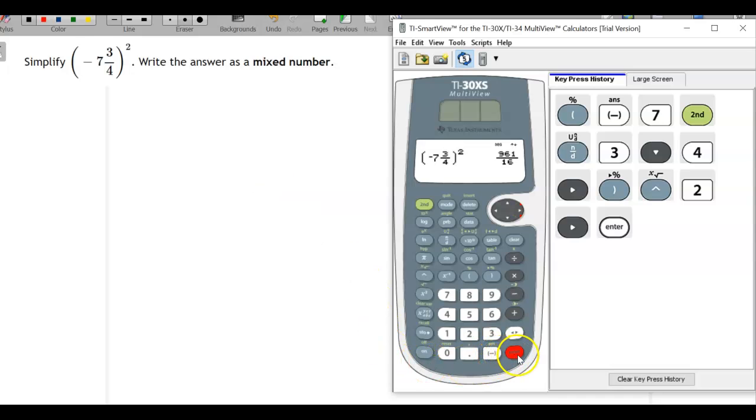We hit enter, and notice it gives it to us as an improper fraction. This is typical. The TI-30 generates improper fractions rather than mixed numbers at first. But remember, we have this key right here. This is actually like the scientific notation key, but above it, it changes improper to mixed fractions and mixed back to improper. So if we hit second and then this key, that will change it to a mixed number. So we hit enter now, and it changes 961 over 16 to 60 and 1/16.